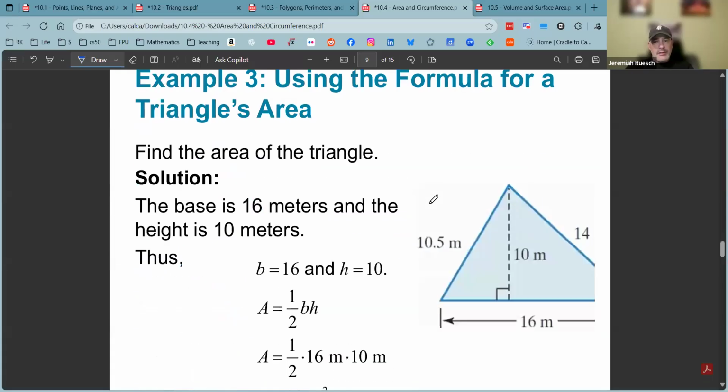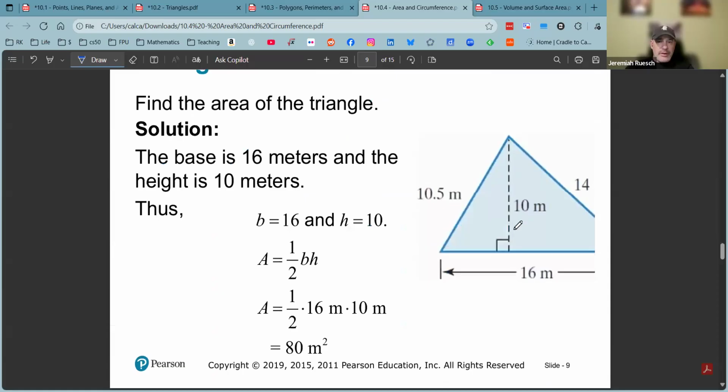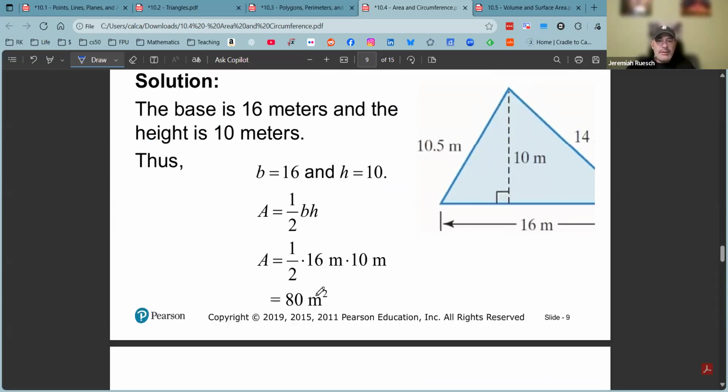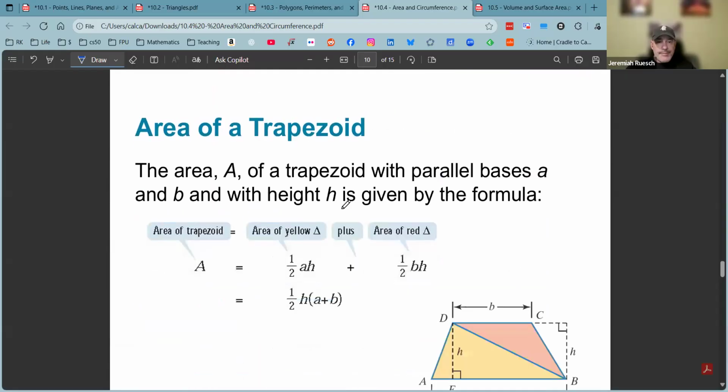So that you can see that there is an effect. Okay, so using the area of a triangle, we're given that the height is 10. We're given that the base is 16. So half base times height is 80 square meters.